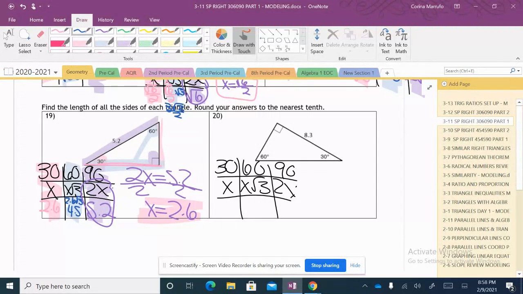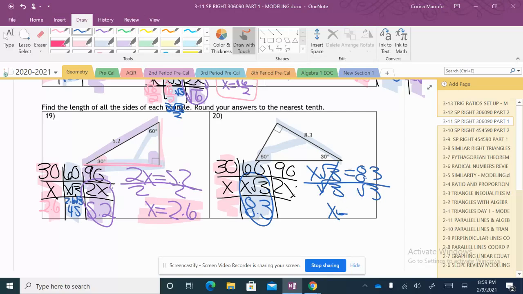They give us 8.3. 8.3 is directly across our 60, so that's going to go in this box right here. So 8.3. Okay, and then the one across the 30 is going to give us our x, this one right here. So we're going to have to set it up. X times the square root of 3 equals 8.3, and we solve for x by dividing by the square root of 3. What we do to one side, we have to do it on the other side.